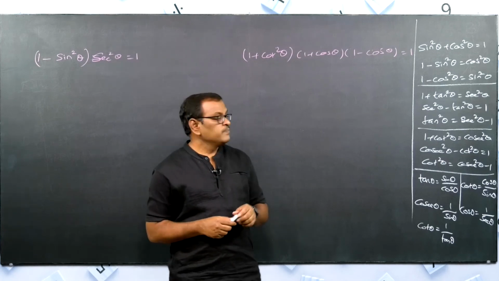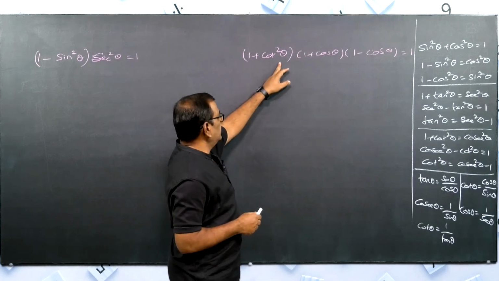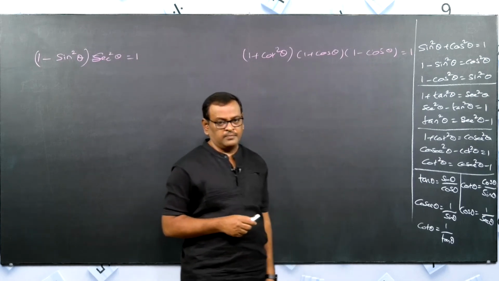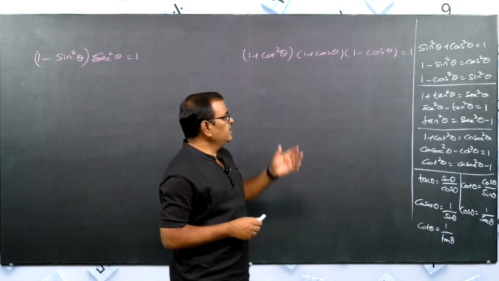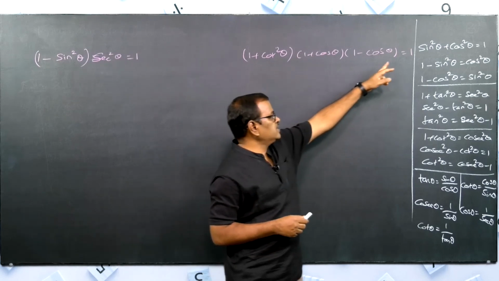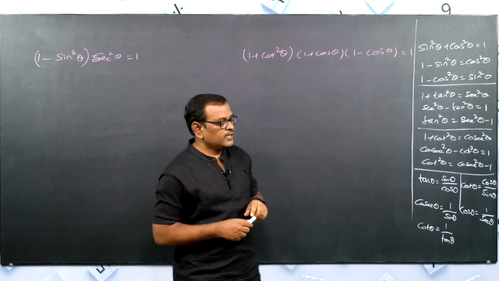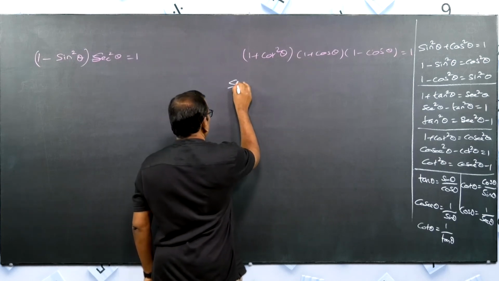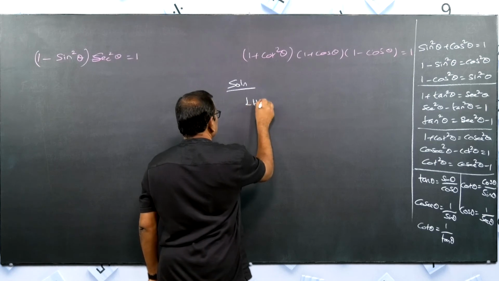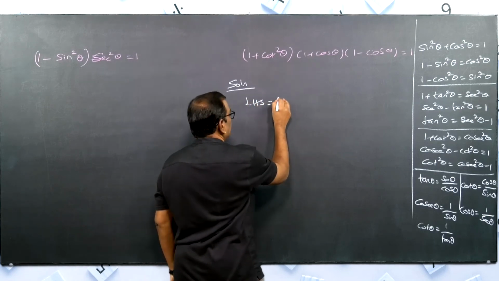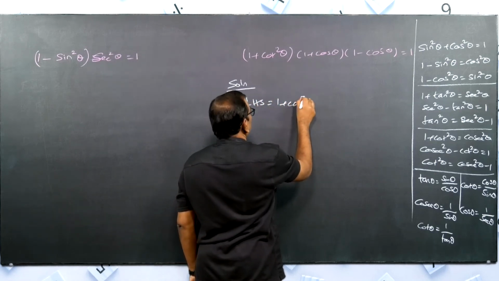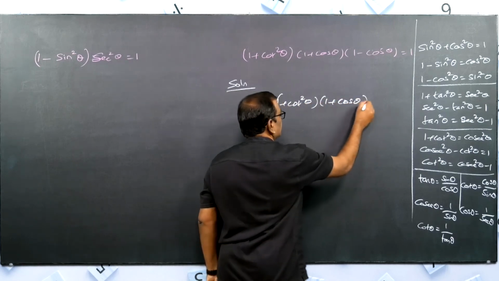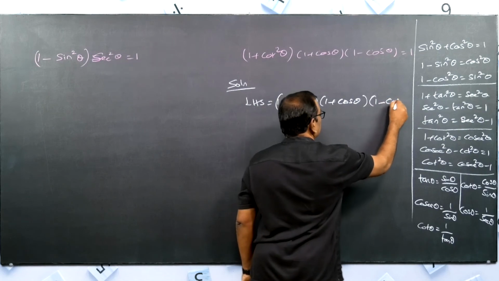The first type is (1 plus cot square theta) into (1 plus cos theta) into (1 minus cos theta) equal to 1. This is the basic type. If the LHS is second degree and the RHS is 1, then this is type 1, and the working rule is to apply trigonometric identities. Now, how to prove this? Solution, LHS. Write the LHS again here: (1 plus cot square theta) into (1 plus cos theta) into (1 minus cos theta).